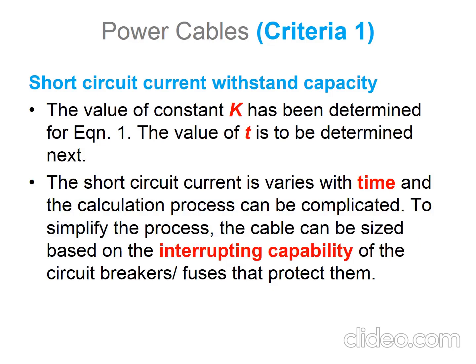Okay, the value of constant K has been determined by using equation number 1. The value of T is to be determined next. The short circuit current varies with time, and the calculation process can be complicated. To simplify the process, the cables can be sized based on the interrupting capability of the circuit breakers or fuses that protect them.